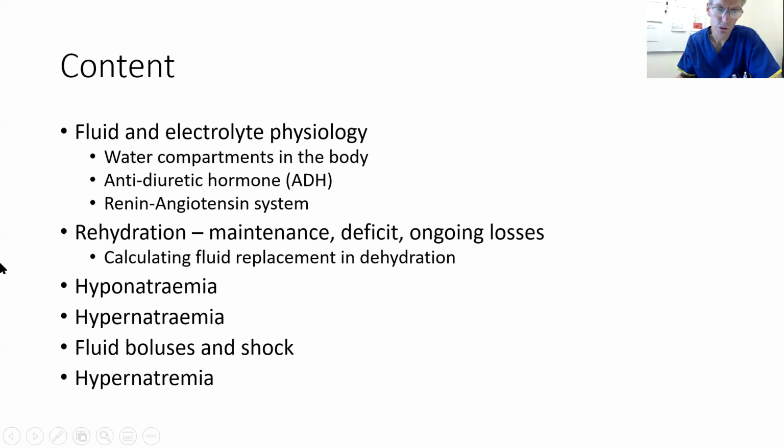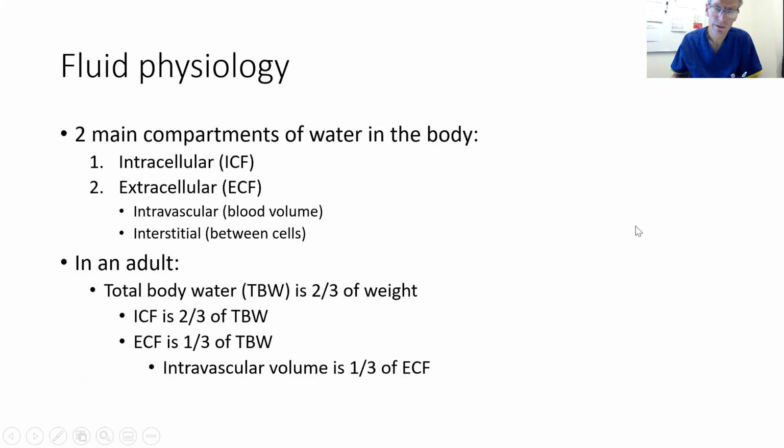We'll say something about hyponatremia and hypernatremia, because they're two electrolyte abnormalities that have a lot of implications for how children do when they're very sick. And I'll say something about fluid boluses and shock, because it's a controversial area, I'd say, and we just need to have an approach to whether or not to give fluid boluses, or who to give fluid boluses to. So that's the outline of the talk.